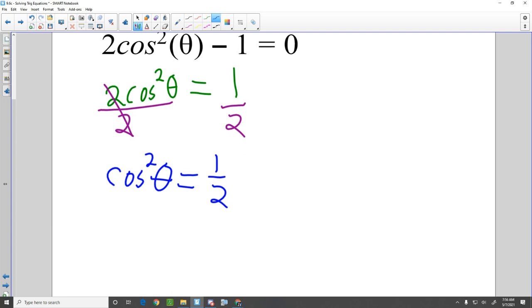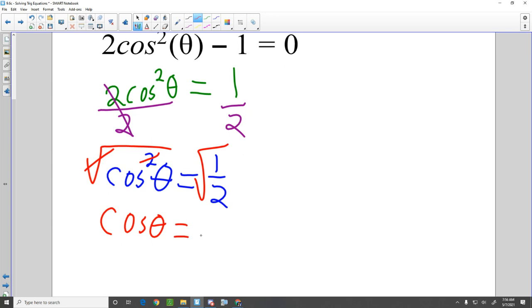Any ideas? How do you cancel out something that's being squared? Isn't the opposite of squaring square rooting? Can we do that? Like the square root of cosine squared, would that just be cosine? That's how that works, right? The square root and the square cancel each other out. Yes, that's valid. But if I square root one side, I've got to square root the other side. So this equals the square root of 1/2.